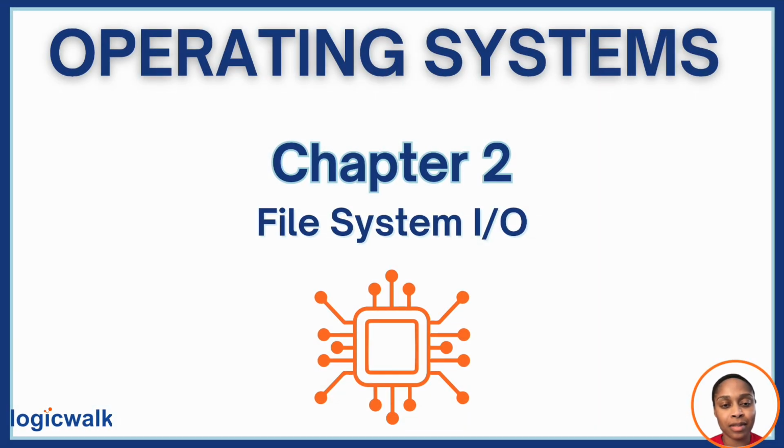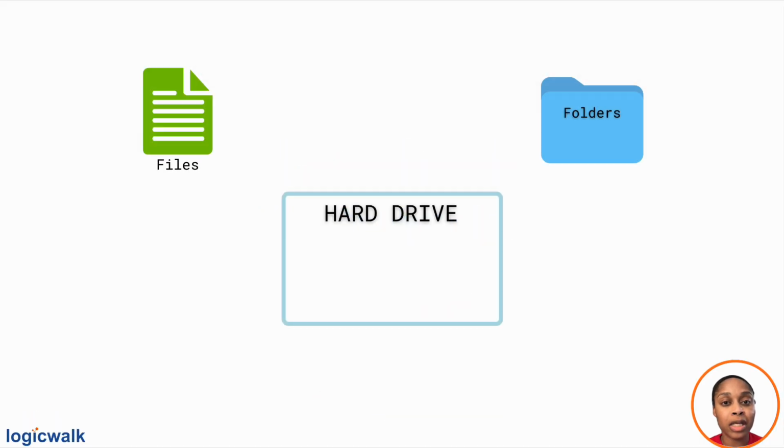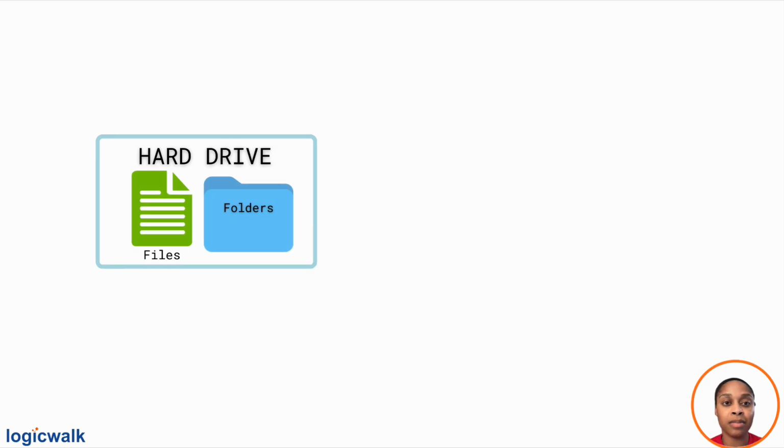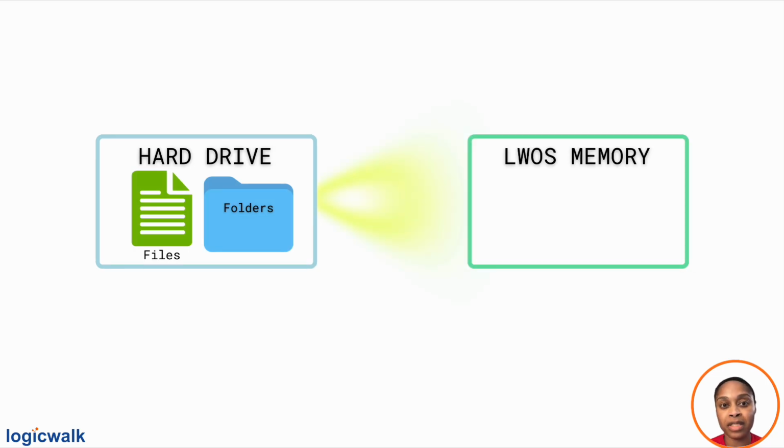In our previous lessons, we explored how the file system is represented internally. Now we're going to take it a step further and look where those files and folders actually live. Files and folders are ultimately stored on the hard drive. In order to print file or folder contents, the LWOS must first load the file system into memory.